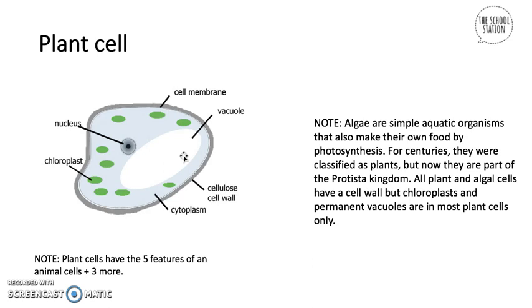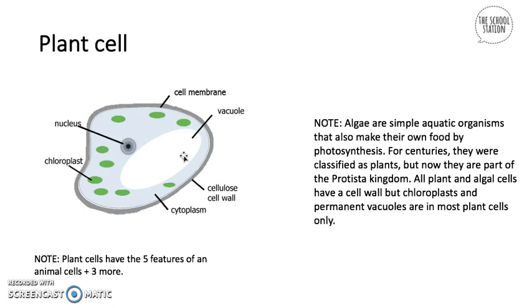Algae are simple aquatic organisms that also make their own food by photosynthesis. For centuries they were classified as plants, but now they're part of the protista kingdom. All plant and algal cells have a cell wall, but chloroplasts and permanent vacuoles are in most plant cells only.